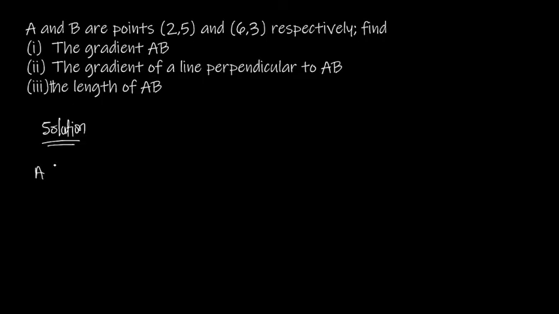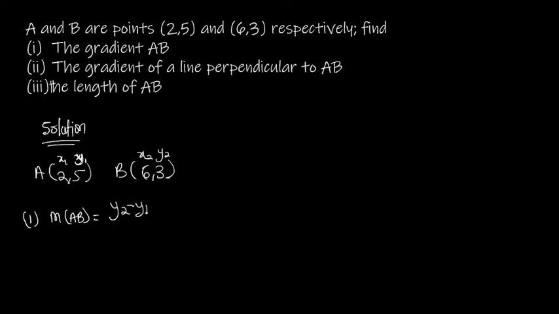So we have the point A with the coordinates 2 and 5, and then the point B with the coordinates 6 and 3. So this is my first x value, my first y value, so x1, y1. This is x2, y2. So now that I have this, I can go ahead and easily find my gradient. My gradient, or the slope of AB, represented by m, will be equal to the change in the y-axis to the change in the x-axis.